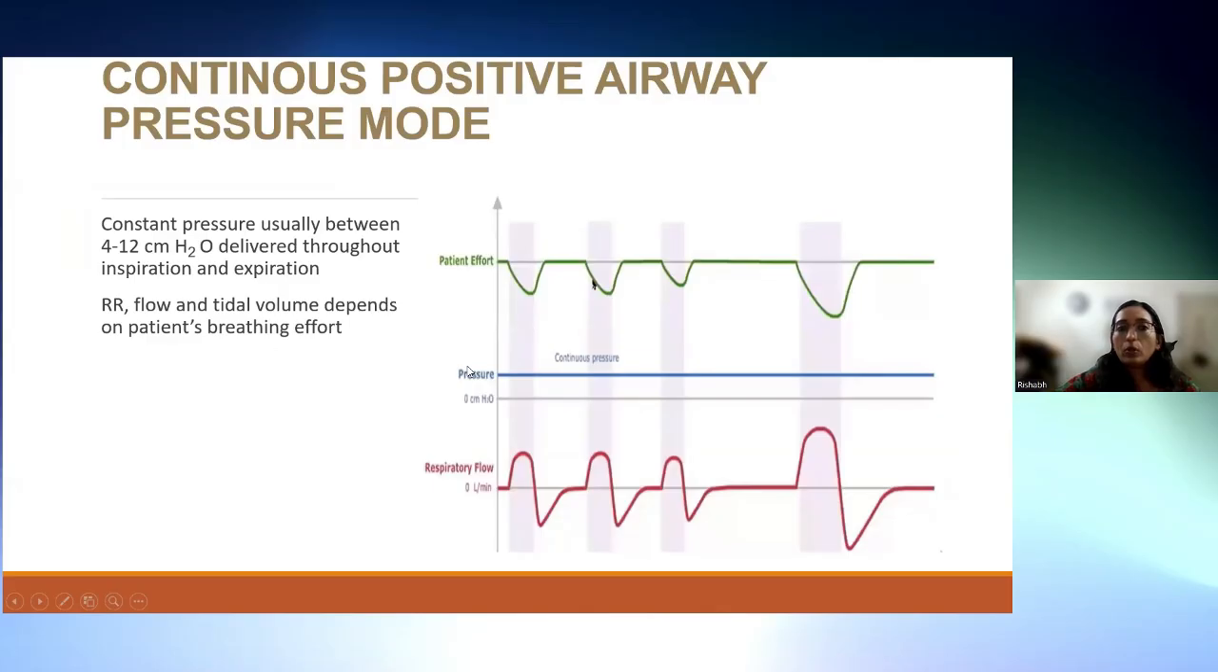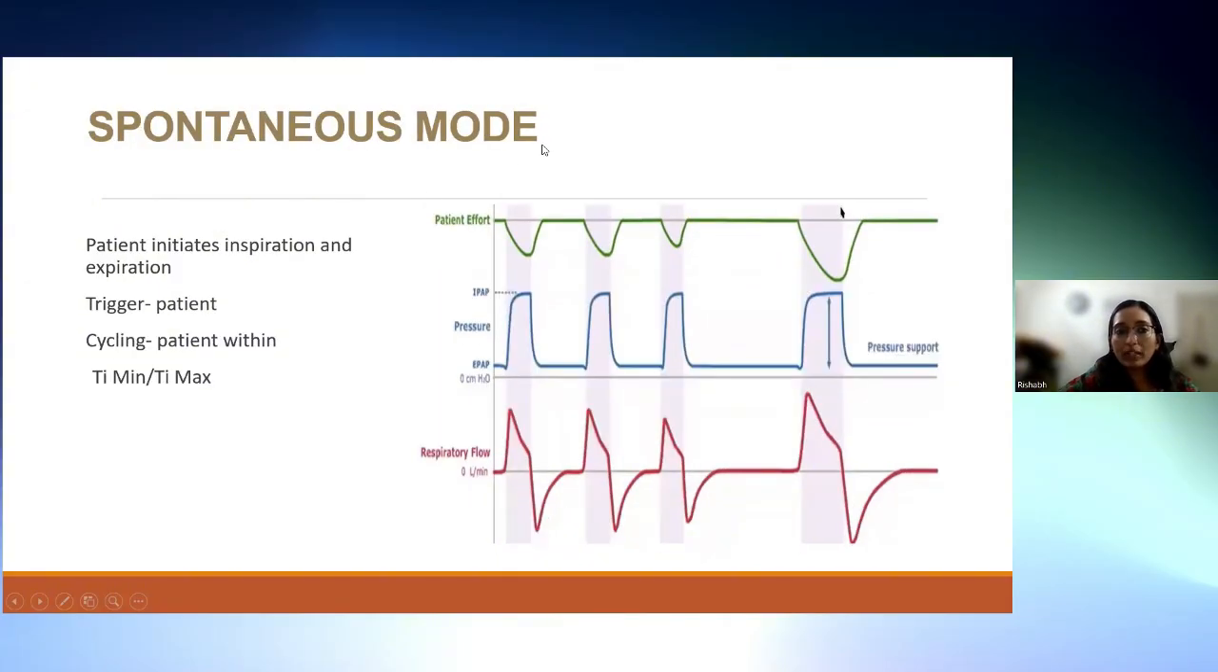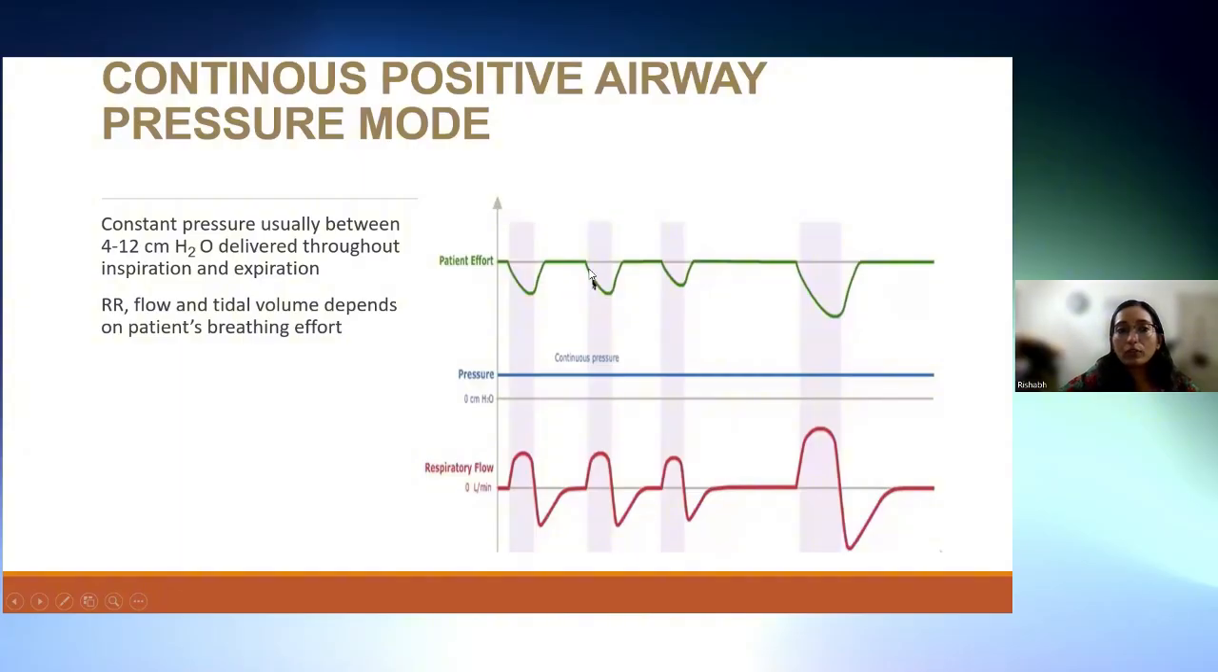Now, what is a constant pressure mode? A constant pressure, usually between 4 and 12 centimeters of water, is delivered throughout inspiration and expiration. It is all the patient's effort. The trigger is done by the patient. Here the RR, the flow, the tidal volume, everything depends upon the patient's breathing effort. It's just that it is above the baseline pressure.